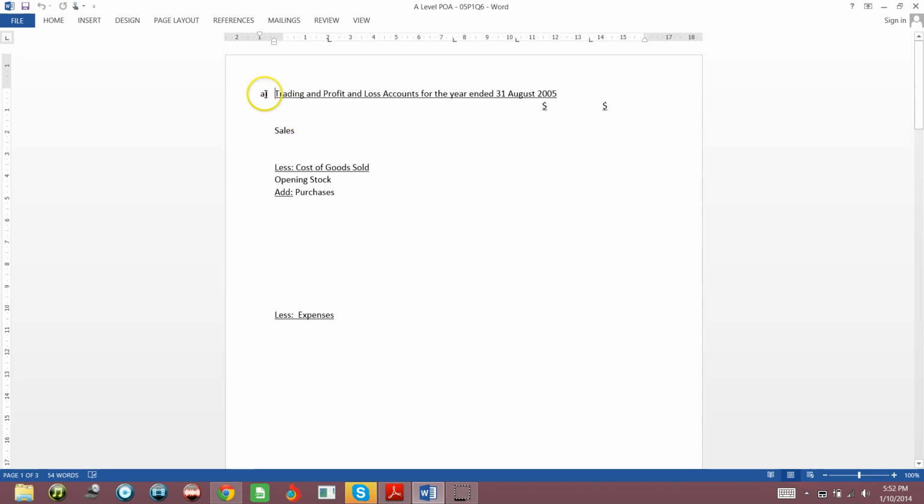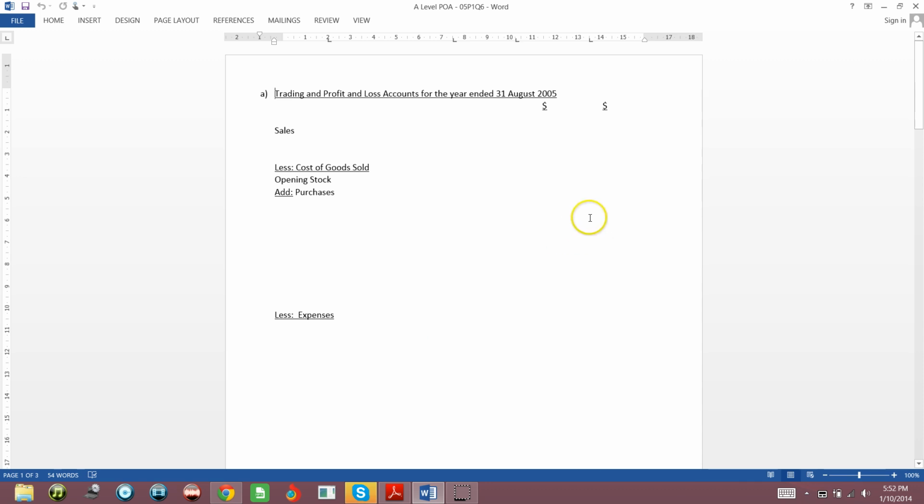How are you going to get started? You take a piece of paper, part A, and write your question number. The question says prepare a trading and profit and loss account, so write trading and profit and loss account, underline it and do your title. Put 2 columns with dollar signs. This is the rough format of a trading and profit and loss account. The profit and loss account is to count profit.